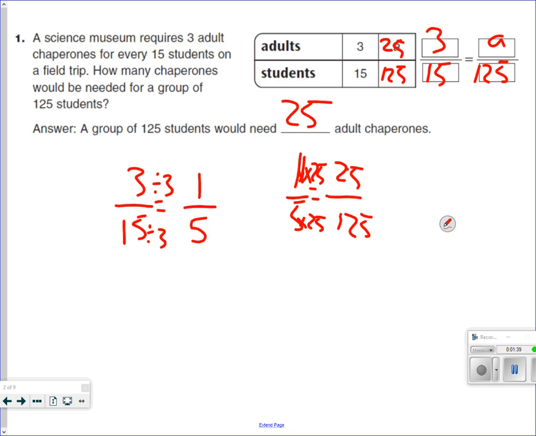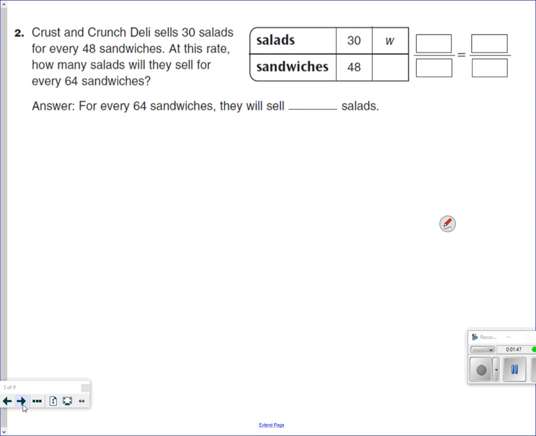Okay? So you have to take a look at this first ratio and see if you can reduce it. As soon as you reduce it, you find out what the unit rate is, then you'll be able to solve it. Let's take a look at this next one.